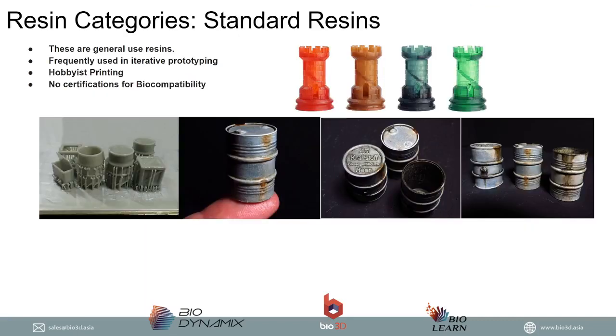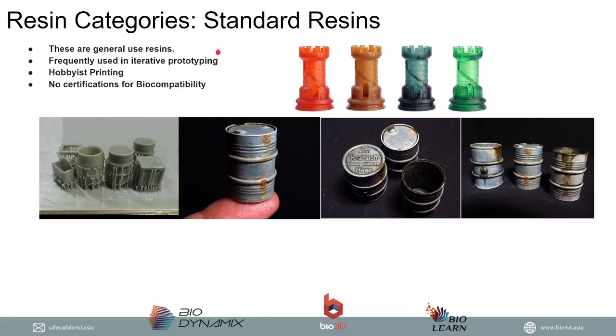Right. So let's look a little bit at standard resins. These are general use resins. As you can see here, you have resins that have been used to print these little castle towers, and it's really nice printing actually. And as you can see, in terms of SLA and standard resins, you can get a lot of detail.